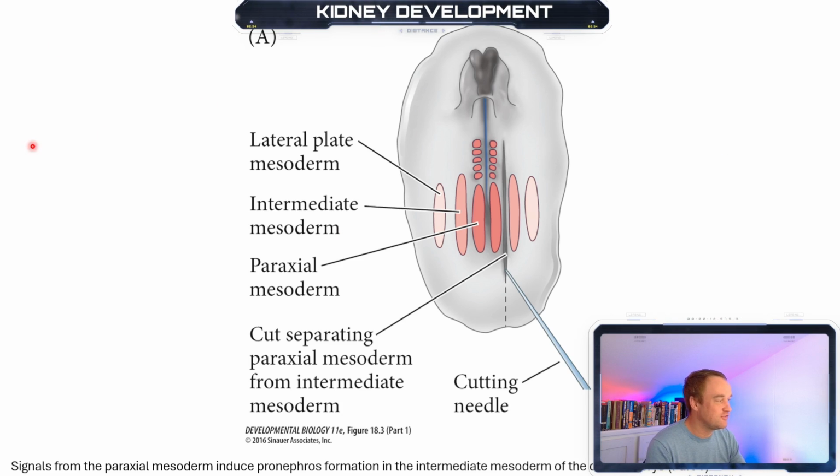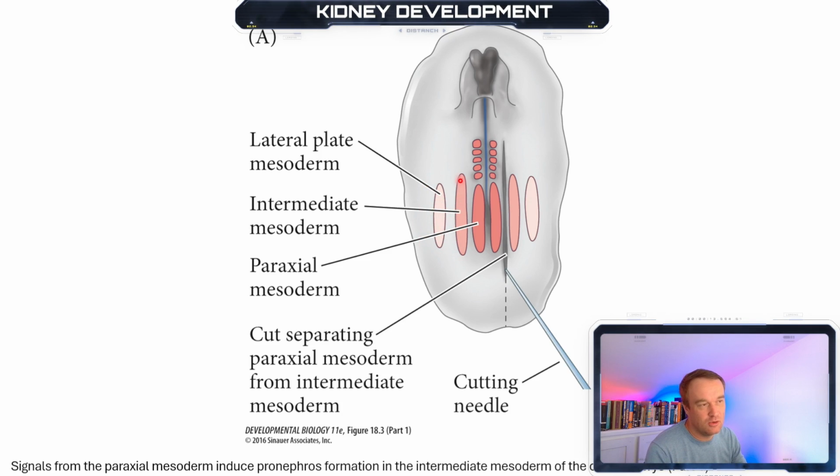So signals from the paraxial mesoderm induce this kidney formation in the intermediate mesoderm, and this is in a chick embryo. So you can see we have the paraxial mesoderm, right? That's where the somites are going to develop. And then beyond that the intermediate mesoderm, which we are talking about the induction here. And then we have the lateral plate mesoderm further out. This is what the lateral plate turns into, like your limb buds and things like that. Pelvis, I think, if I remember right.